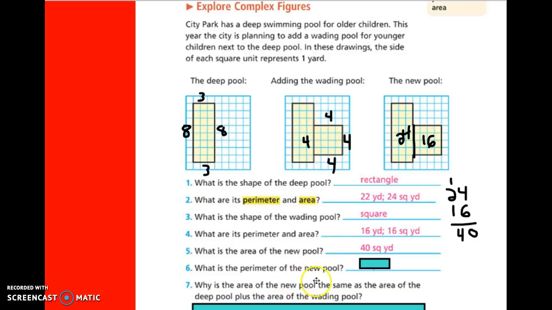Now they want us to find the perimeter of the new pool. So to find the perimeter, again, we're going to calculate all around the outside. Now, it's going to be a little different than this original one. So let's go ahead and do that.